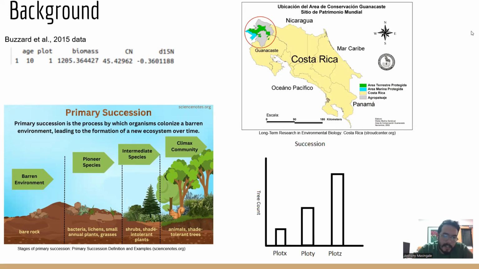By establishing a baseline of relative plot succession stage by tree count and area coverage, we can establish which plot is in which relative successional stage.